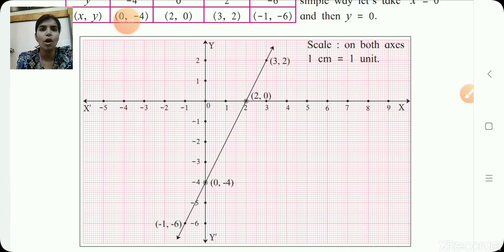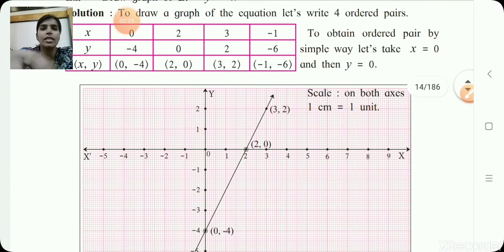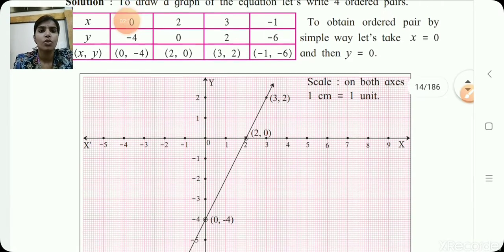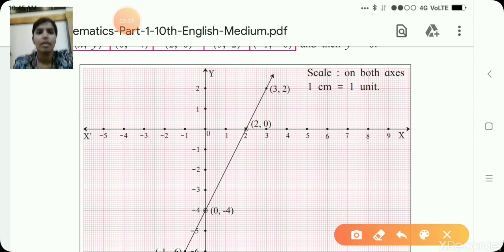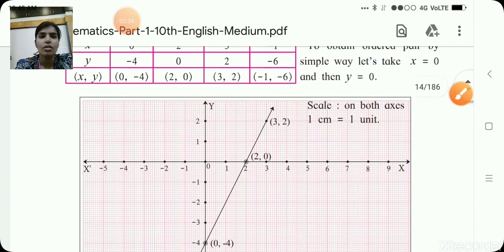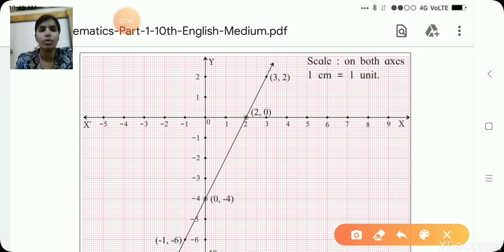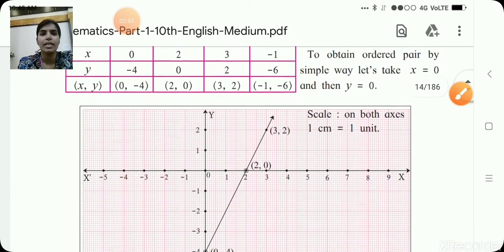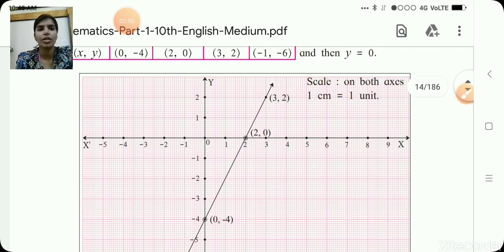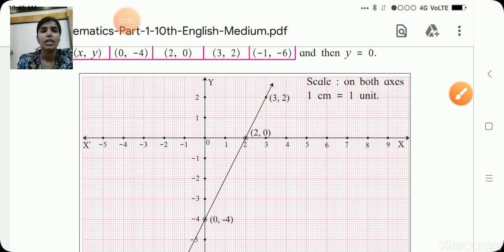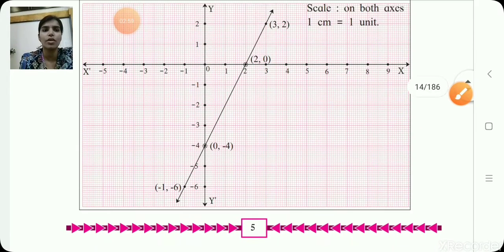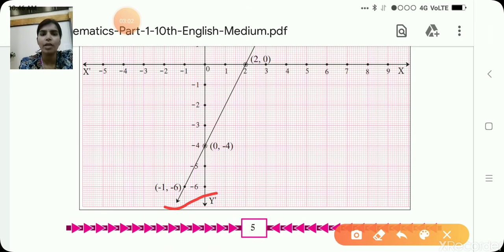Okay, so we want to plot our points. Our first point is 0 comma minus 4. For plotting that, where is the 0 on the x-axis? Here it is. So our point is there, 0 comma minus 4. Then our second point is 2 comma 0. Then our third coordinate is 3 comma 2, which is here. Then the next one is minus 1 comma minus 6, which is here. We plot all the points.